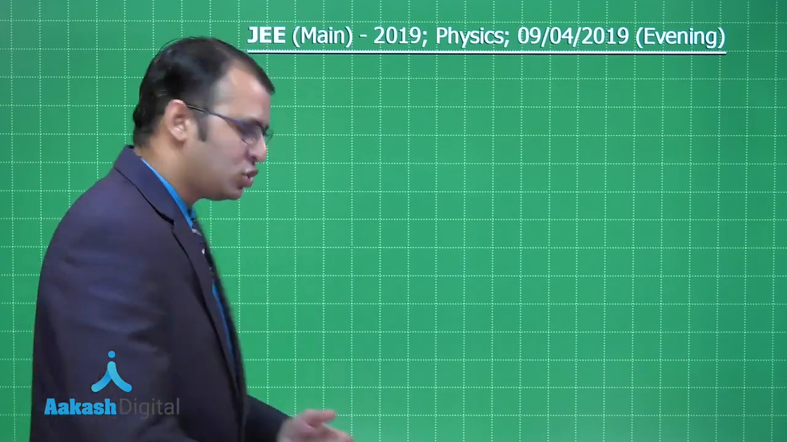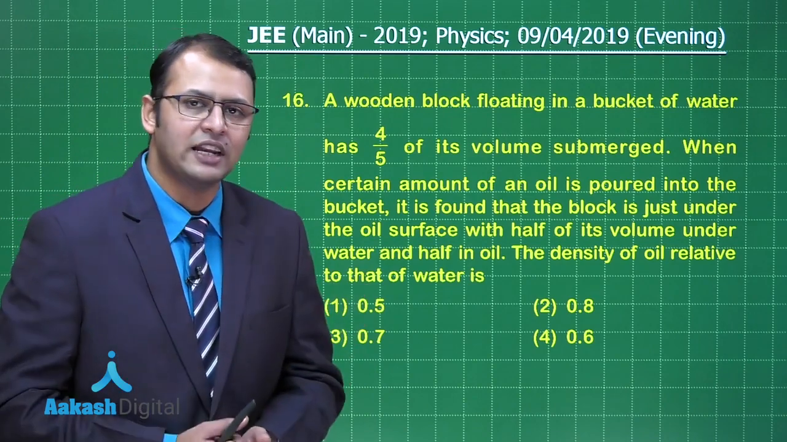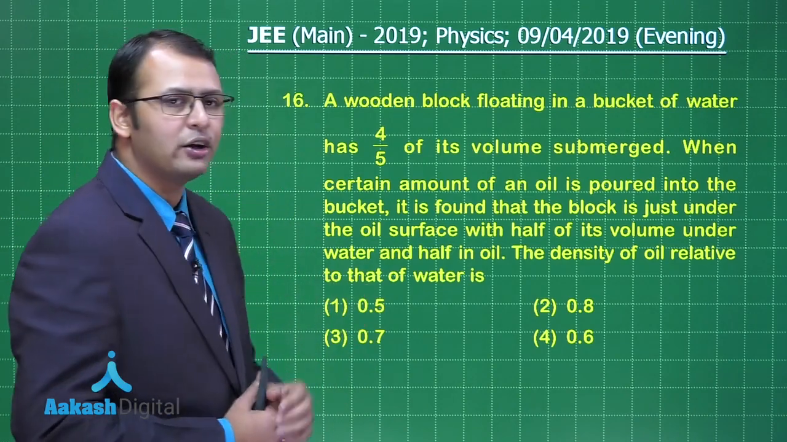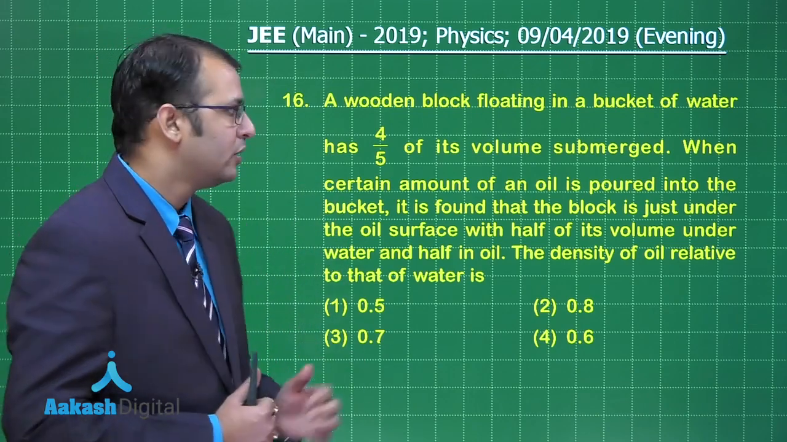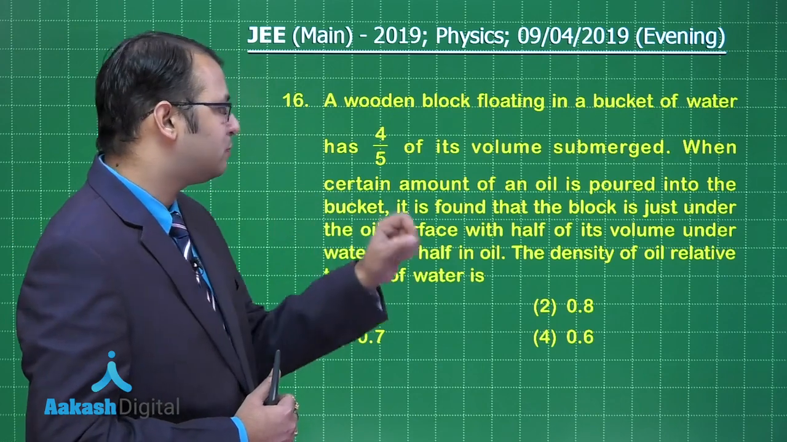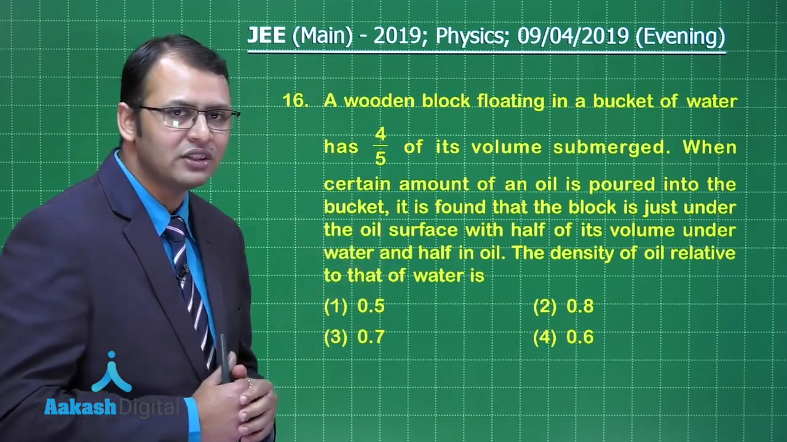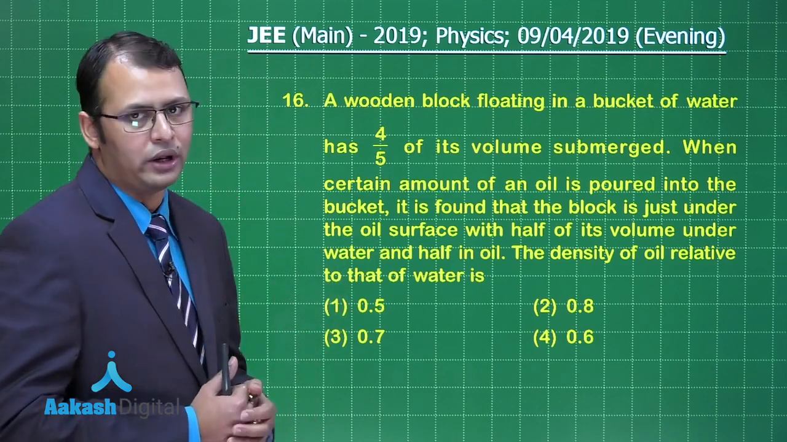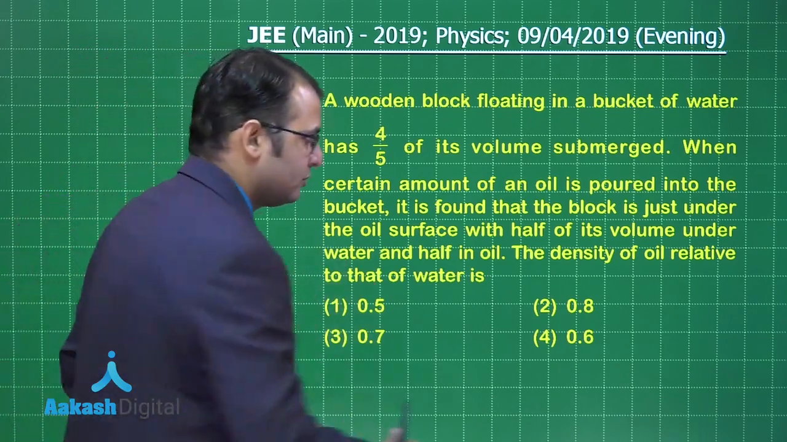Now let's take our next question, that is question number 16. The question you see here belongs to the section of mechanics from the chapter fluids. Here, a wooden block floating in a bucket of water has 4/5 of its volume submerged. When a certain amount of oil is poured into the bucket, it is found that the block is just under the oil surface with half of its volume under water and the other half in oil. We have to find the density of oil relative to that of water, right?